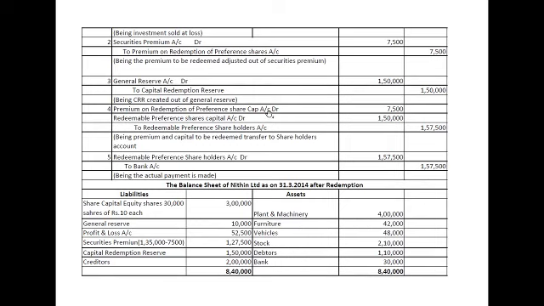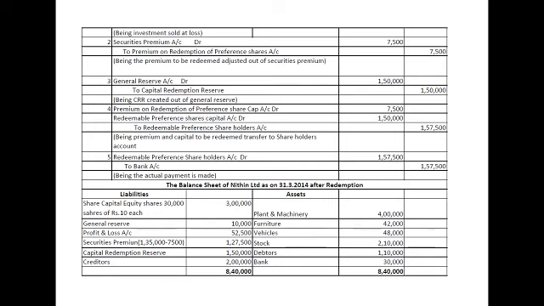premium on redemption of preference shares account debit. So the premium amount is paid, and redeemable preference share capital account debit, the nominal value 15,000 into 10, 1,50,000, to redeemable preference shareholders account 1,57,500, being premium and capital to be redeemed transferred to the shareholders account. And the final entry for actual payment: redeemable preference shareholders account debit to bank account. So 1,57,500 is finally settled with respect to the redemption.